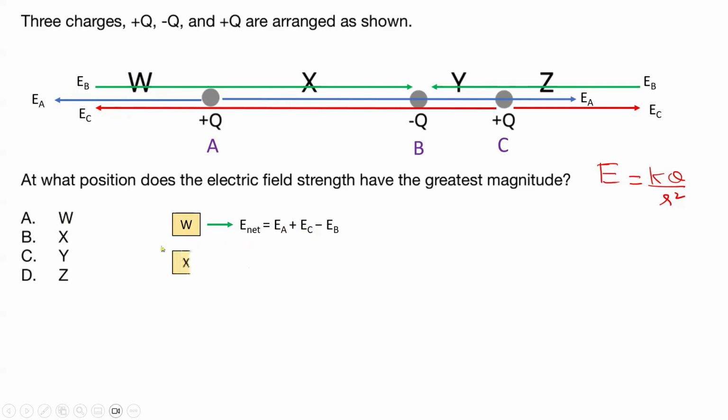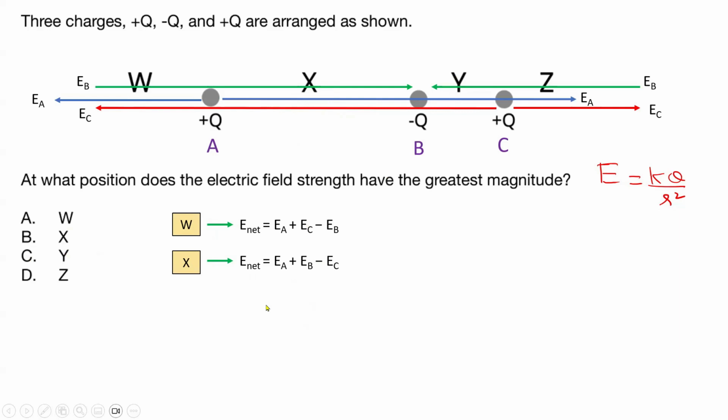Let's apply similar logic for option B, which is point X. At point X, you can see this green arrow is going towards the right, which is EB. This blue arrow is going towards the right, which is EA. And this red arrow is going towards the left. So it will be EB plus EA minus EC. That's the net electric field at X.